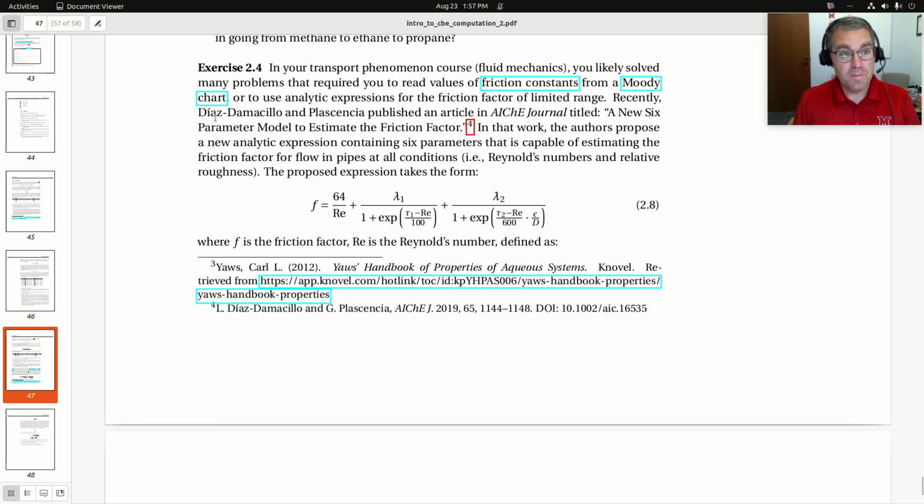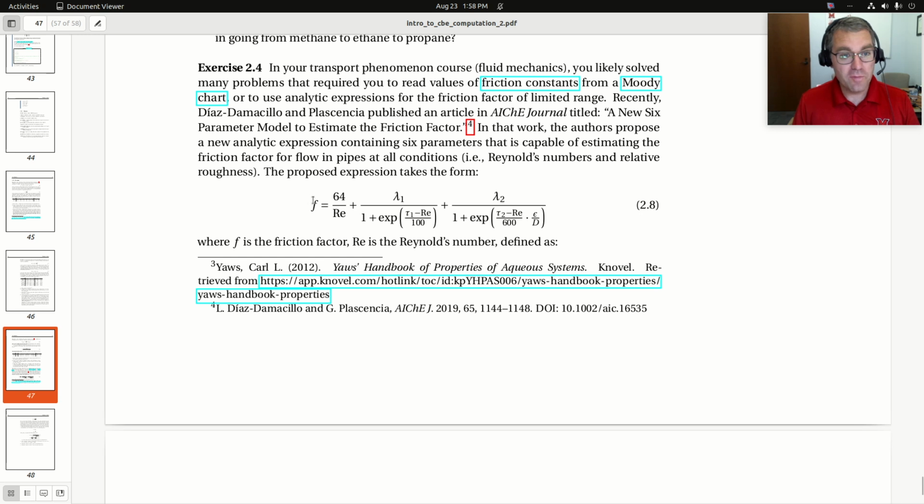Recently, these authors published an article in AIChE Journal entitled "A New Six-Parameter Model to Estimate the Friction Factor." In that work, the authors proposed a new analytic expression containing 6 parameters that is capable of estimating the friction factor for flow in pipes at all conditions. So for all Reynolds numbers and relative roughnesses, the proposed expression takes this form.